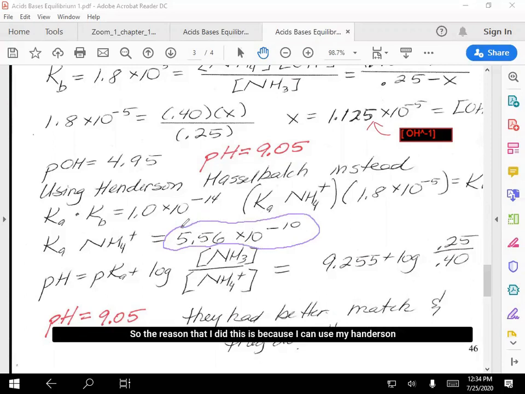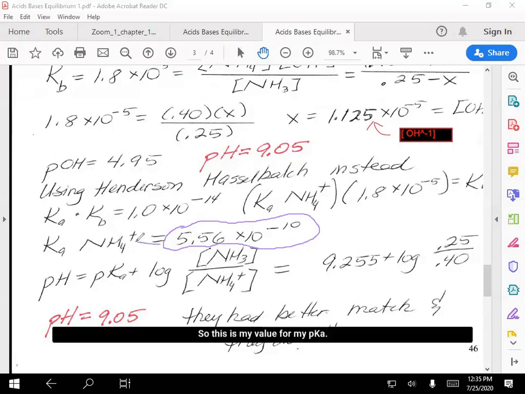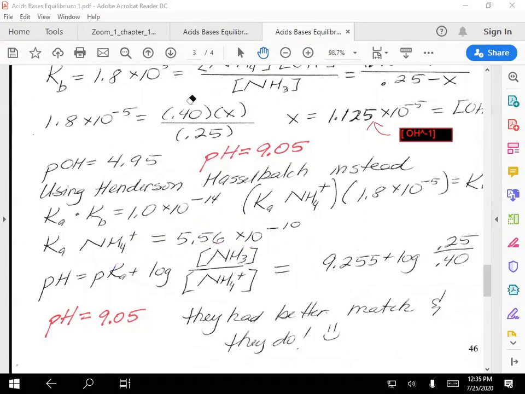The reason that I did this is because I can use my Henderson-Hasselbalch equation as is. pH equals pKa plus log of the conjugate base, which in this case is ammonia, over the acid, which in this case is ammonium. So this is my value for my pKa. I put that in here. And then I put my values of ammonia on top, ammonium ion on the bottom, and I can solve for my pH.